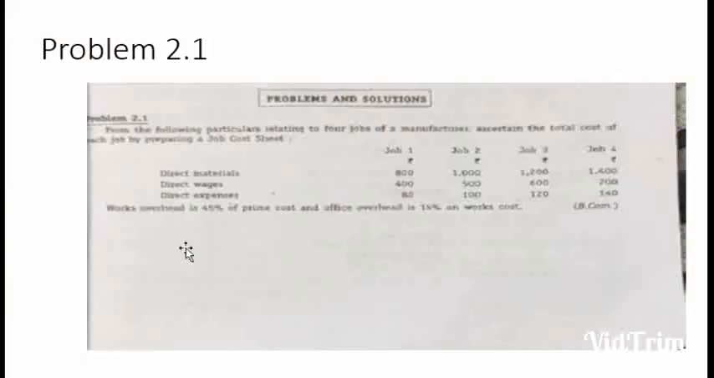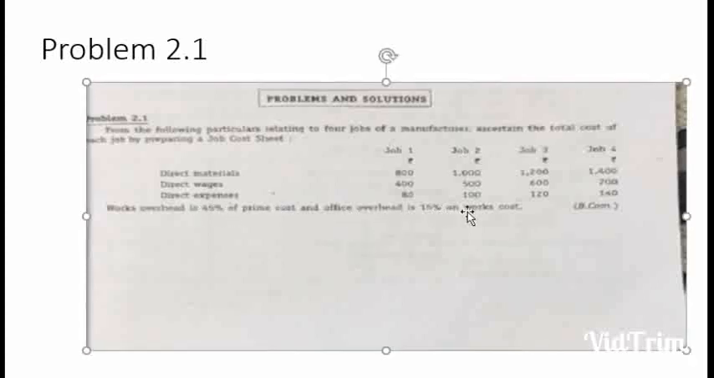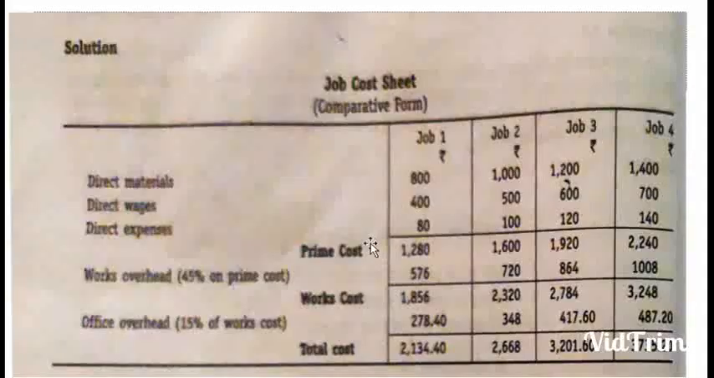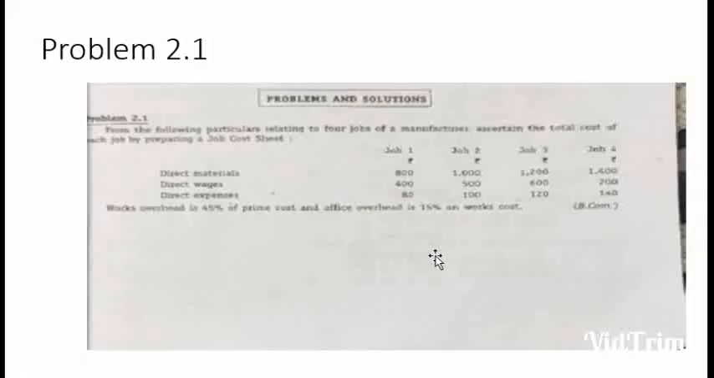After finding the prime cost, they have given you an adjustment. What is the adjustment? Works overhead is 45% of prime cost and office overhead is 15% on works cost. Yes. Works overhead is 45% of prime cost. Now what is your prime cost? Let us go one by one. For job 1, how much is it? 1280.